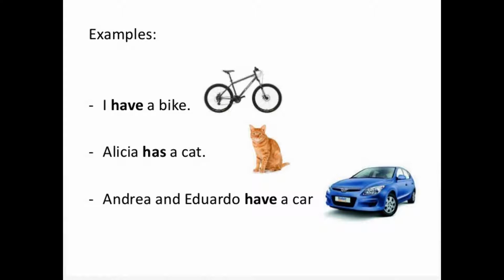For example, I have a bike. Alicia has a cat. Andrea and Jodo have a car. So look at the verb have, has, and have. The first example, we use the verb have with the subject I. The second example, we use the verb has with Alicia. Alicia is a name of a person, can be female or male, and we know that a female and male is referred to as he or she. So we use the verb has with he or she.